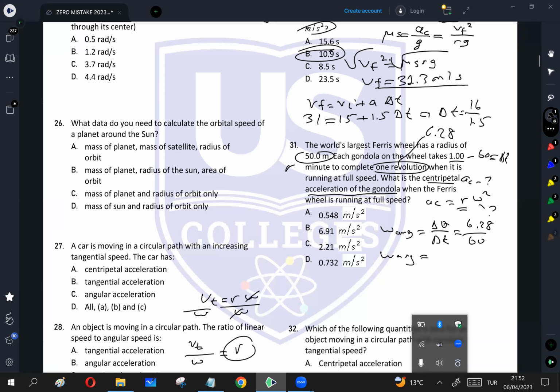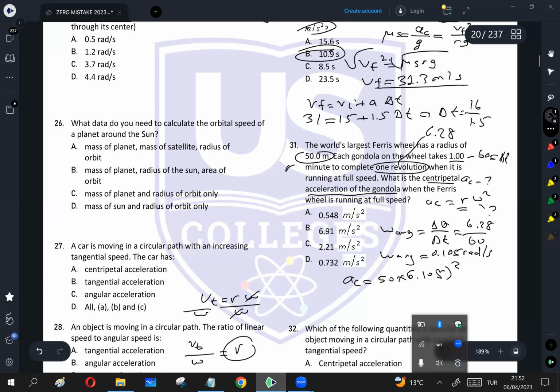6.28 divided by 60 is 0.105 radian per second. After that, a_c is going to be R times omega squared, 50 times 0.105 squared. The answer is going to be 0.55, almost 0.55 meters per second squared. That is the correct answer.